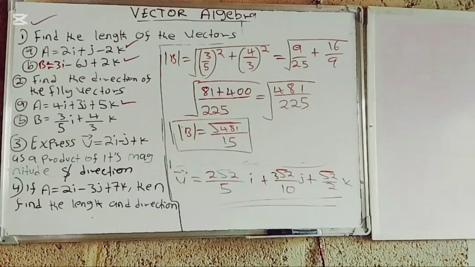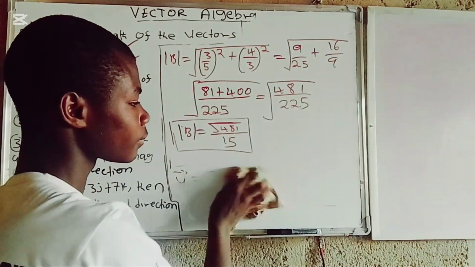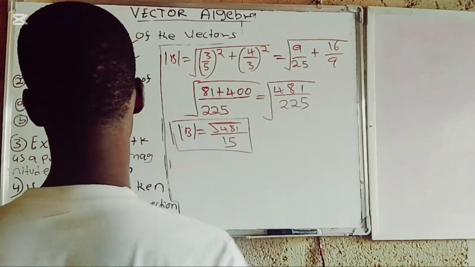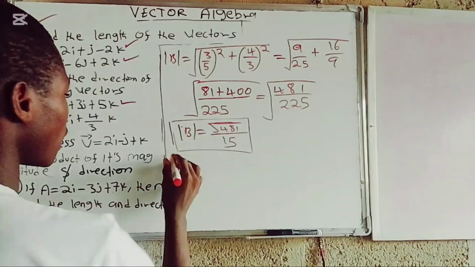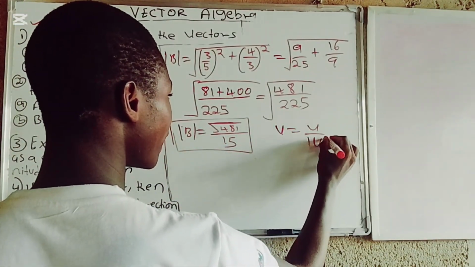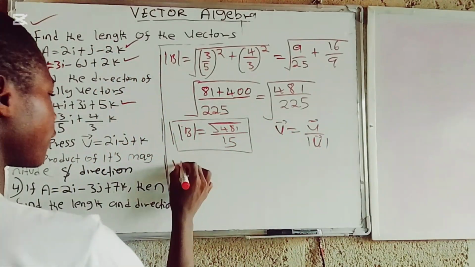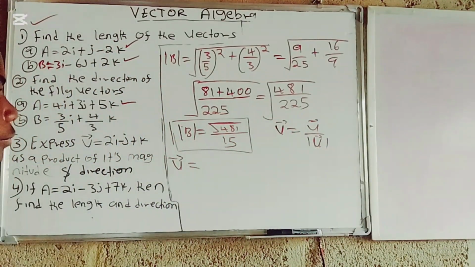So this is the magnitude of what? This is the magnitude of this. I'm asked to find the direction. So the direction of this should now be equal to, according to the formula, v divided by the magnitude of v, which is the direction of the vector. So the direction should now be equal to what?